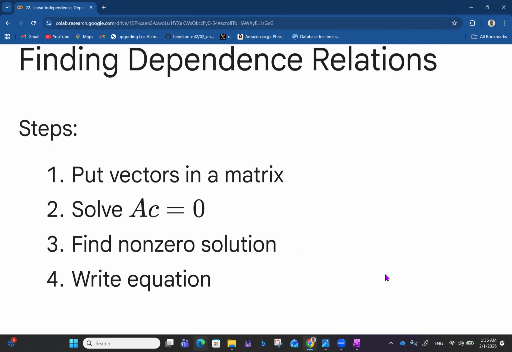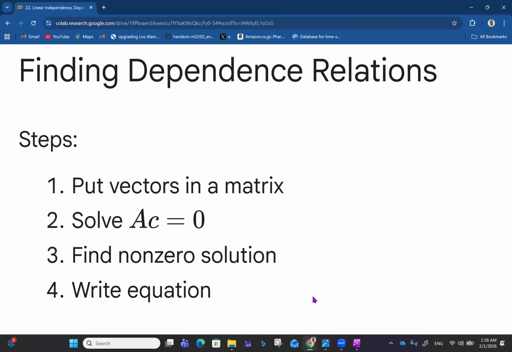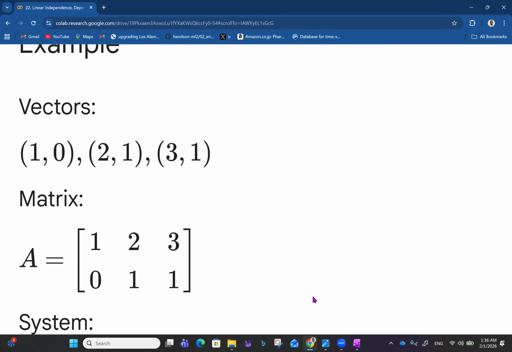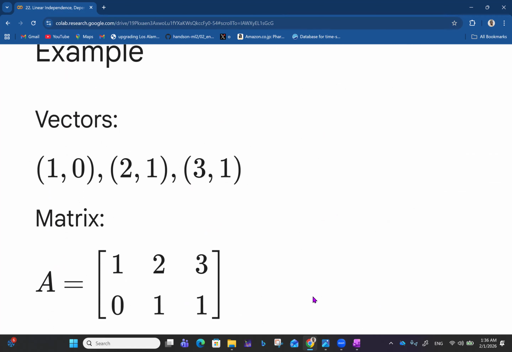Okay. Now, finding dependence relations, you can follow these steps. Put the vectors in a matrix, then solve Ac equals 0, then find a non-zero solution and write the equation. An example for that would be this now. We're looking for a dependence relation for (1, 0), (2, 1), (3, 1).